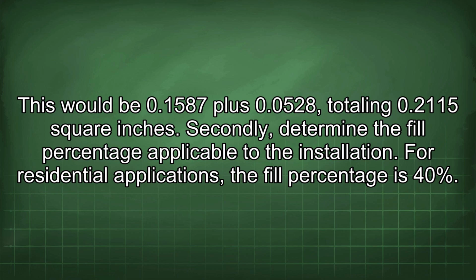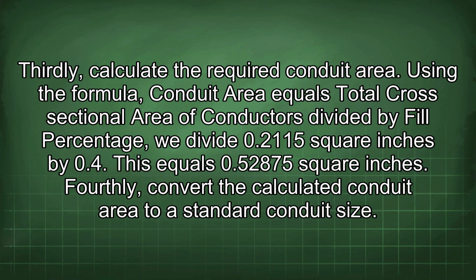Secondly, determine the fill percentage applicable to the installation. For residential applications, the fill percentage is 40%. Thirdly, calculate the required conduit area. Using the formula, conduit area equals total cross-sectional area of conductors divided by fill percentage, we divide 0.2115 square inches by 0.4. This equals 0.52875 square inches. Fourthly, convert the calculated conduit area to a standard conduit size.